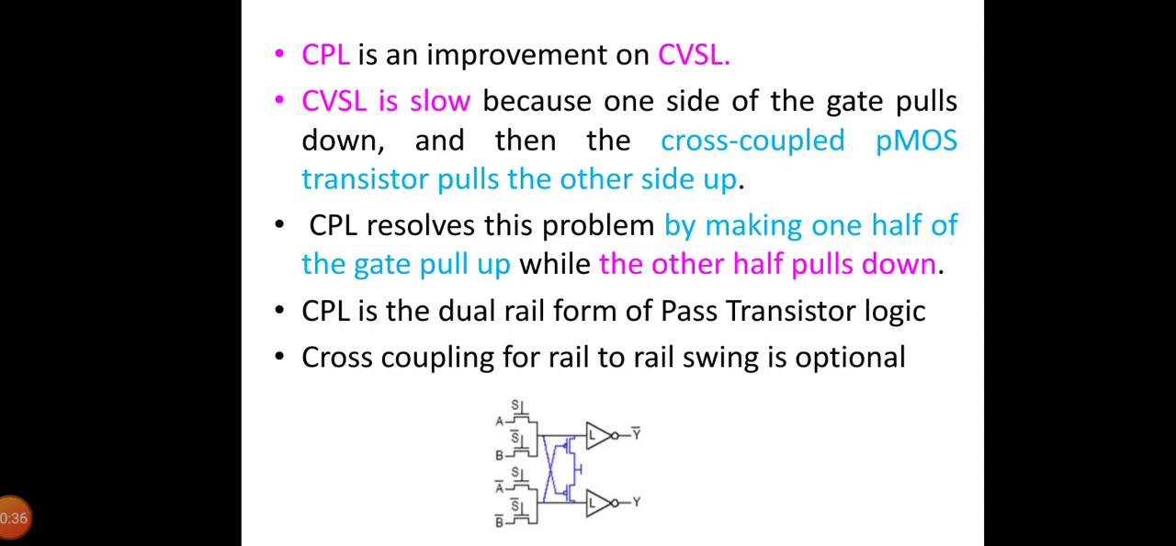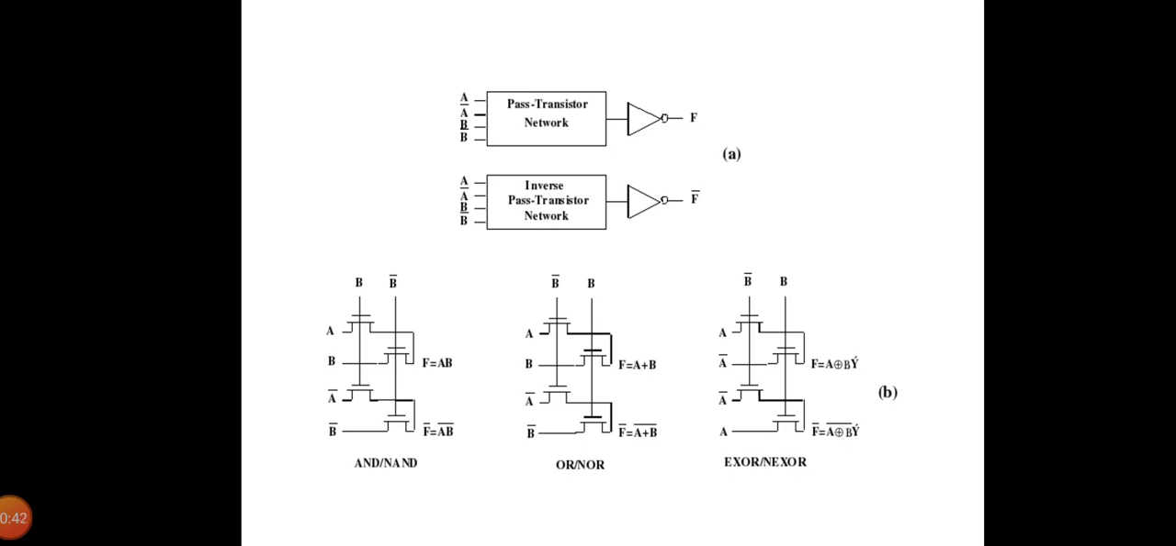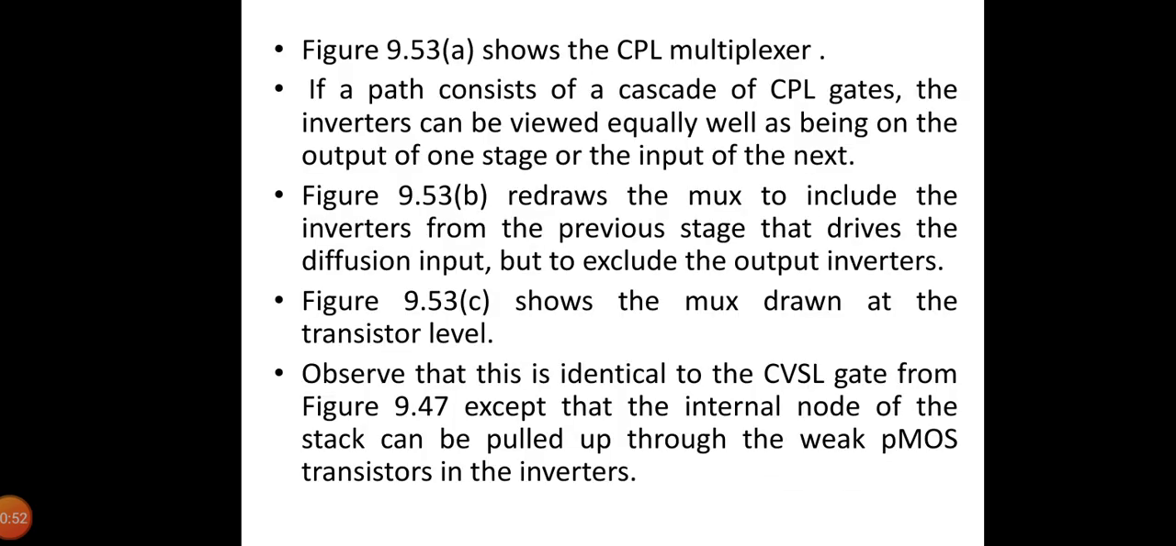Here you can see the circuit diagram of a CPL. It is an improved version of the pass transistor logic where the path consists of a cascade of CPL gates, and the inverters can be viewed equally well as being on the output of one stage or the input of the next. So this second diagram redraws the multiplexer to include the inverters from the previous stage that drive the diffusion input but exclude the output drivers.